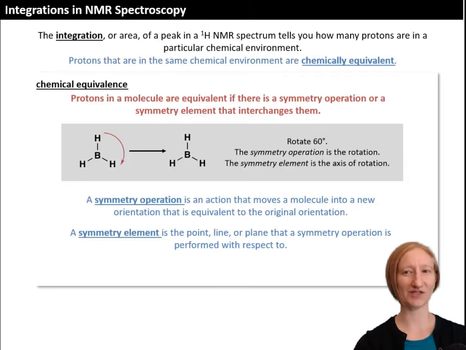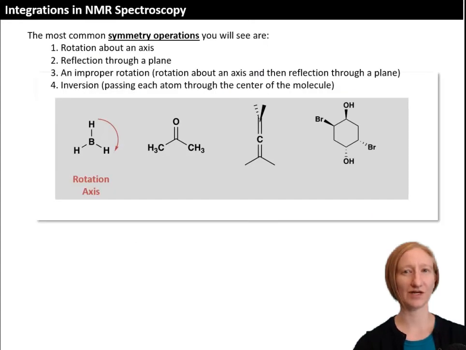We'll also sometimes talk about symmetry elements, and the symmetry element is the axis of rotation. The operation is the act of rotating the structure, and the element is the point or line or plane that the symmetry operation is performed about. The most common symmetry operations that we'll see in the context of NMR spectroscopy are the 4 listed here.